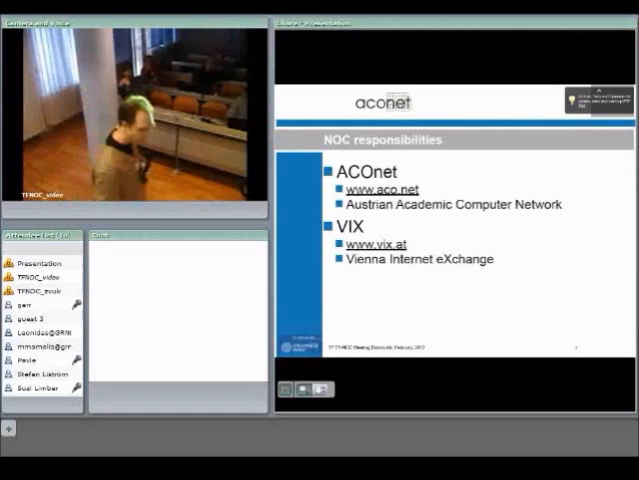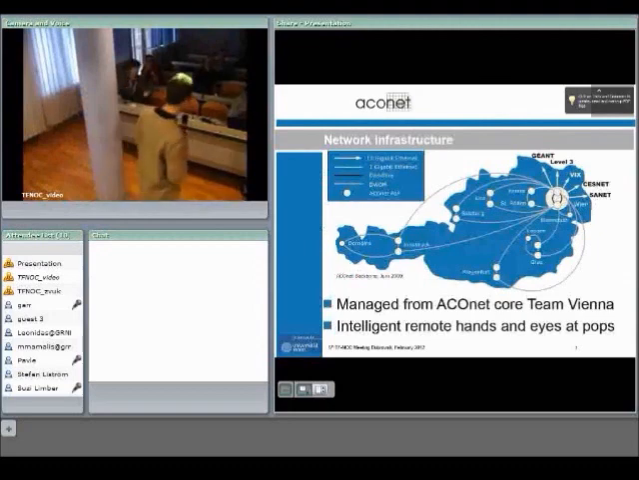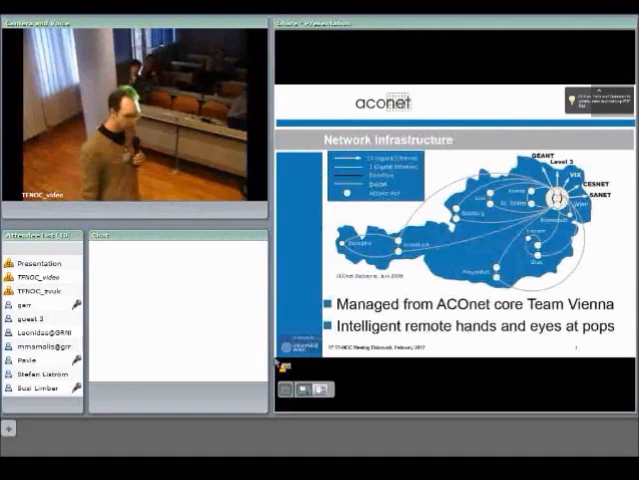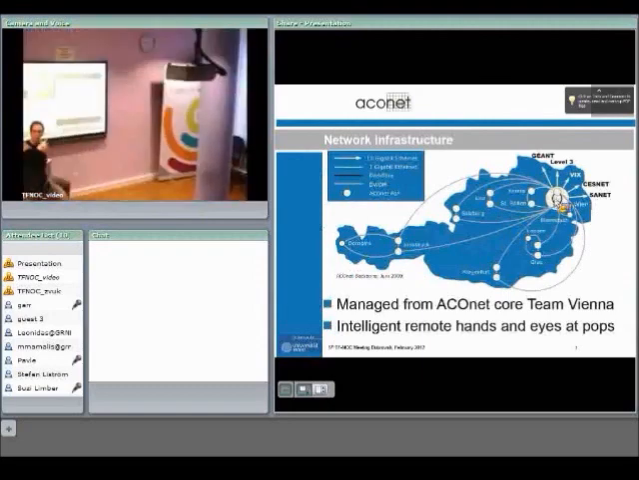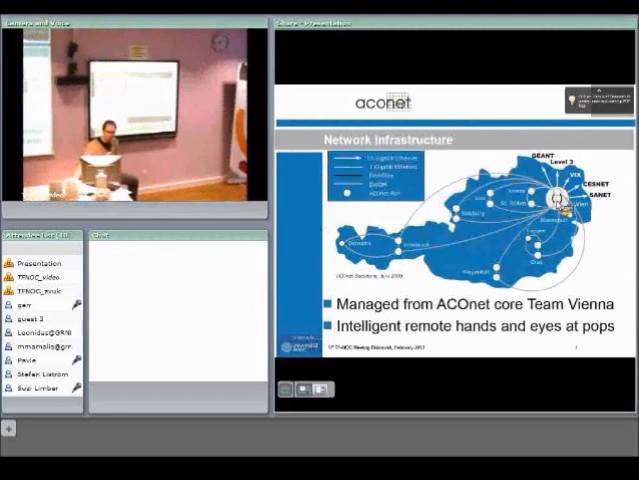Now to the academic network. This is the topology of ACOnet, and perhaps the mouse has the advantage that remote participants can also see it. Within Vienna we do have 2 POPs. Both of them are interconnected with two independent pairs of dark fiber. As you know, we have River Danube in Vienna, and we selected 2 different bridges to cross this river.